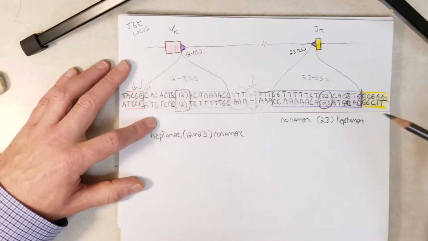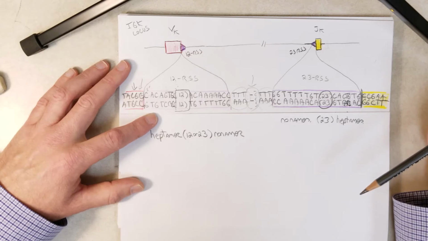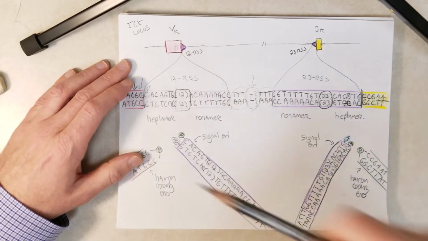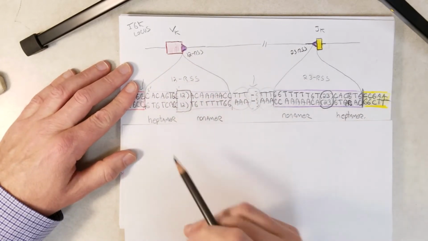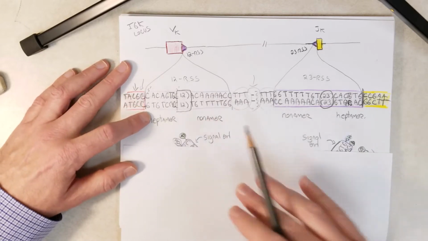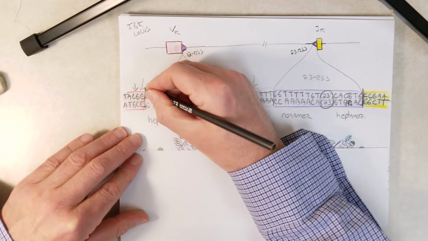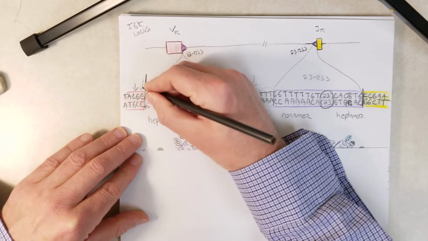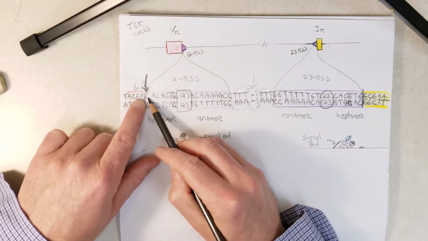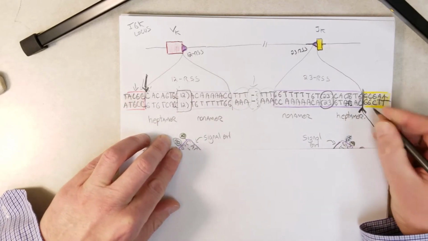Okay, so after the RAG1 and RAG2 recombinases bind the RSS sequences, and I have heptamer and nonamer labeled here for us, what they do is they nick the DNA between the heptamer and the coding sequence. So we're going to nick right here between this G and C right here. And it's going to nick between this G and C right here.